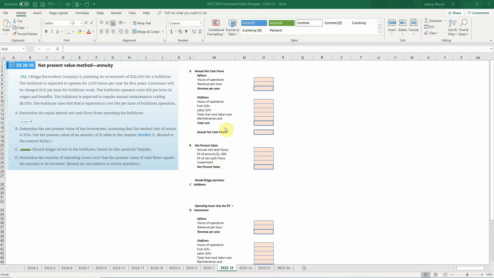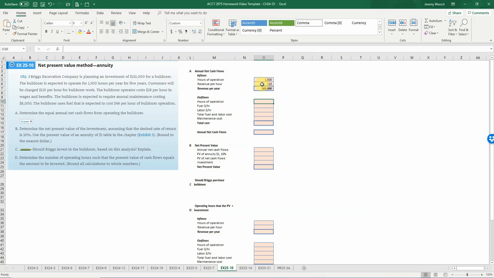So we'll start off with our inflows, and so we're going to operate 1,500 hours during the year, and we're going to charge $110 for it. So that's going to give us revenue of $165,000.